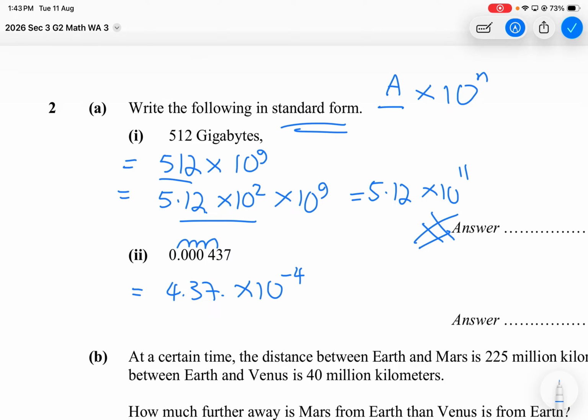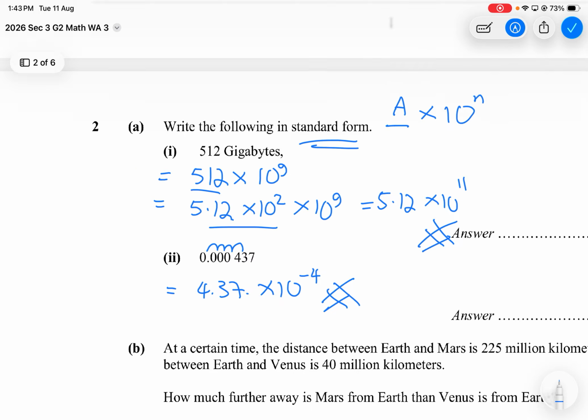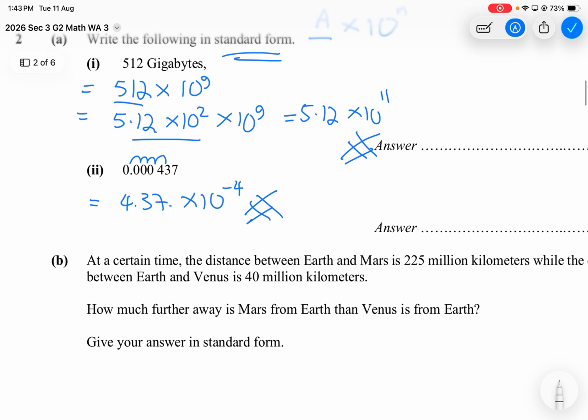I want this to become a smaller number. They are the same, just different form. So I want this to become a smaller number, I actually need to divide. But we don't write divide in standard form, we write times. That's why when I write times, I must put a negative. I put 4.37, I don't put the times. Okay, follow?